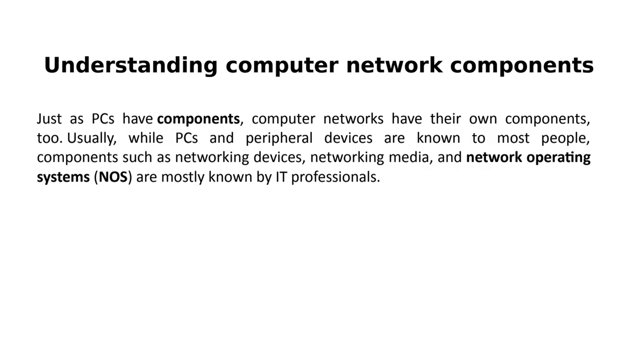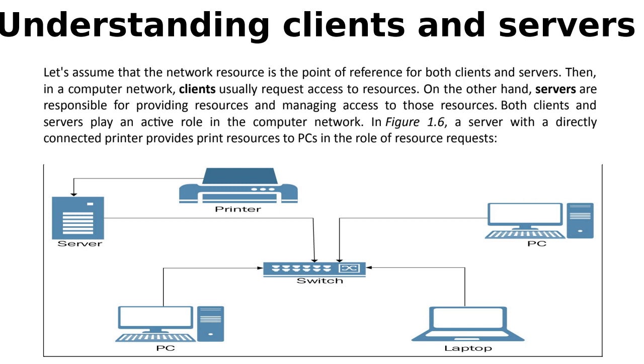So, for the PC, we have computer parts like motherboard, keyboard, mouse, and same thing for network. We have components. We have the network operating system, such as in our case Windows Server 2019. This is the network operating system. We have the network node, which is our computers. And this is the switch. Switch is called network device.